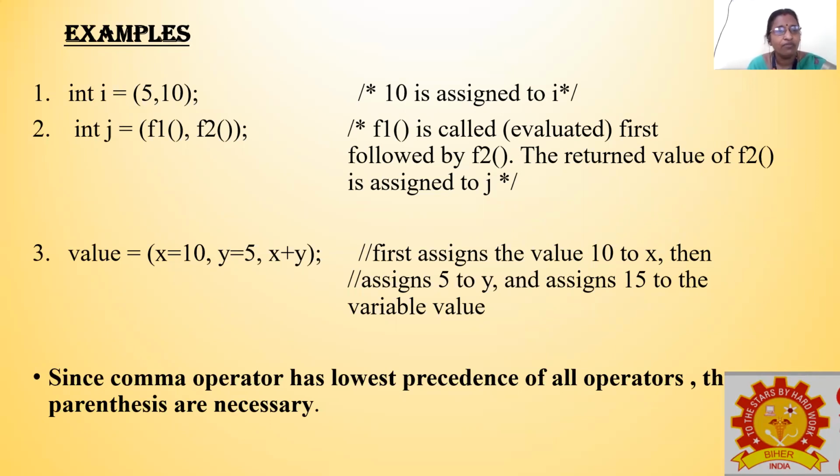The third example, value = (x = 10, y = 5, x + y). What will happen? First, it assigns the value of 10 to x. Then it assigns the value 5 to the variable y, and then assigns x plus y, that is 10 plus 5, 15, to the variable value. Since the comma operator has the lowest precedence of all the operators, the parentheses are necessary.